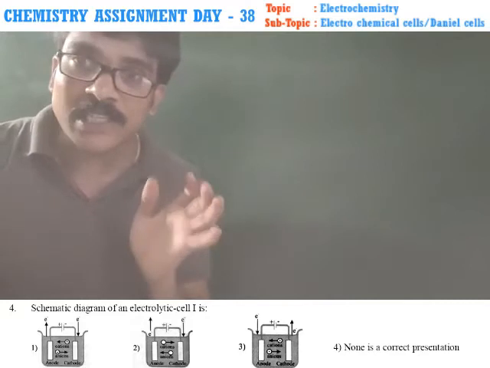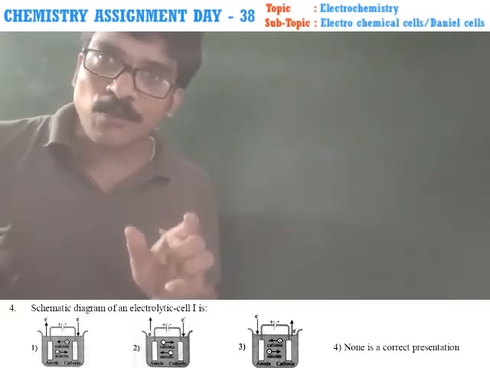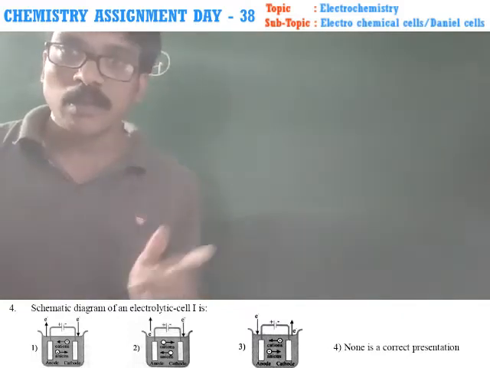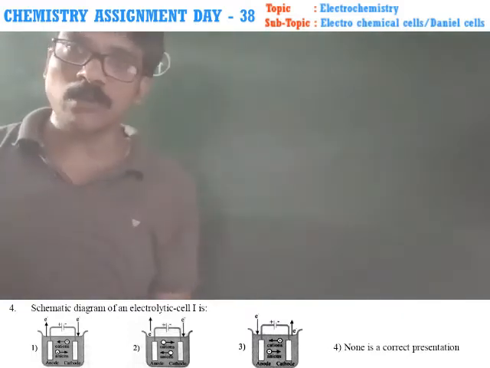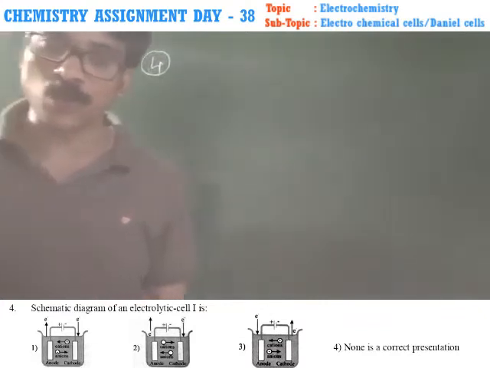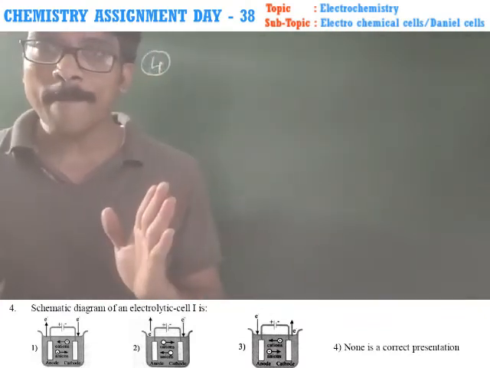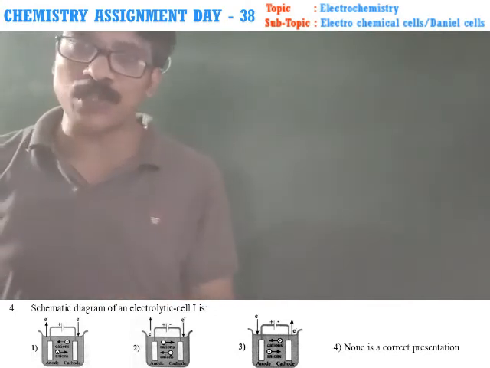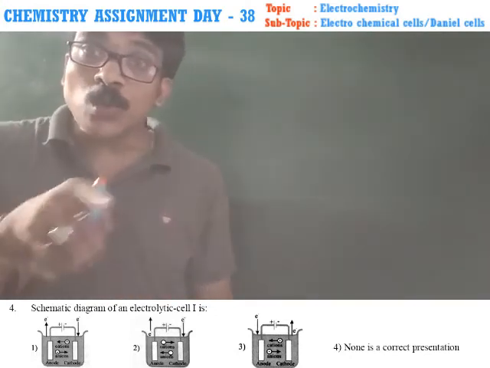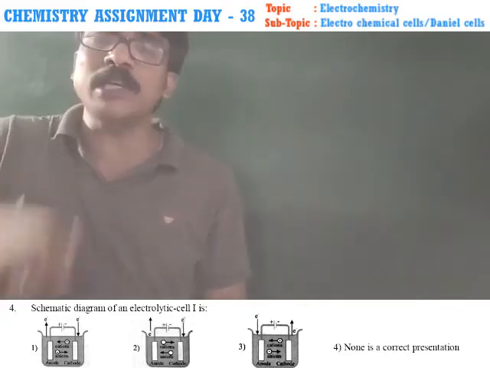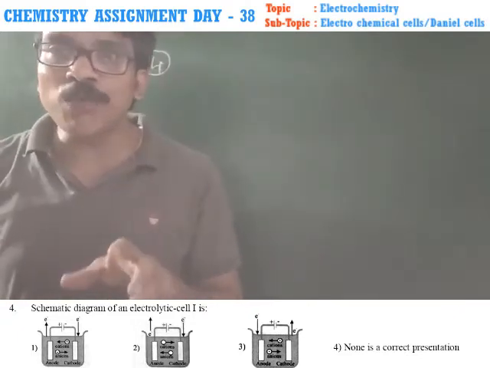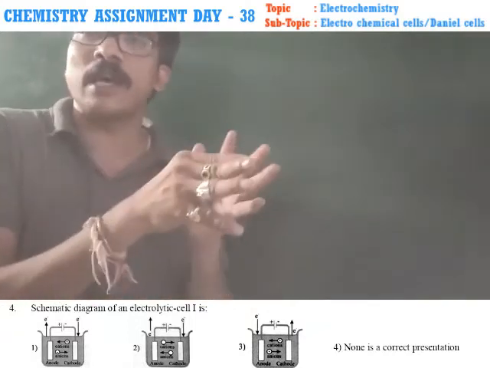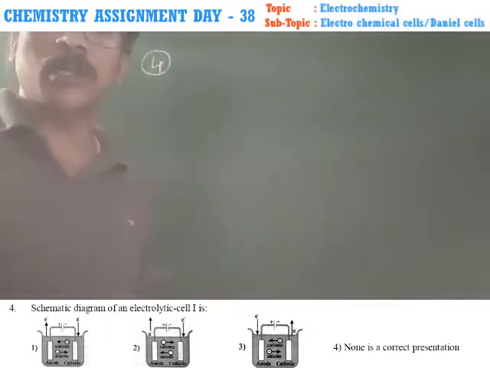In an electrolytic cell, electrons are flowing from anode to cathode through the external circuit. And one more thing, the anode has a positive charge and the cathode has a negative charge. Then through the solution, cations are moving towards the cathode and anions are moving towards the anode. That is the correct answer, option 2.